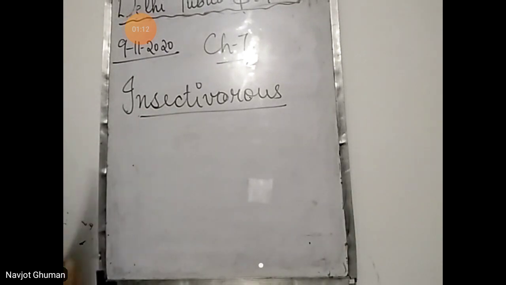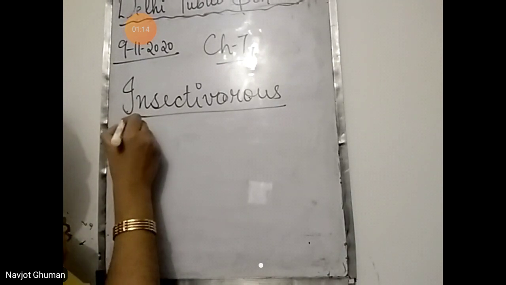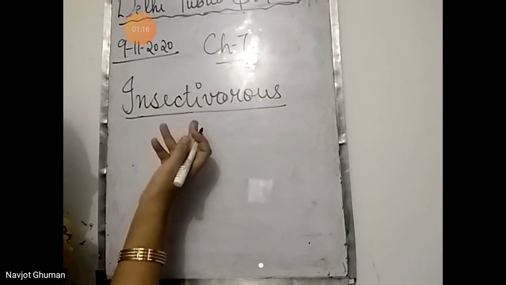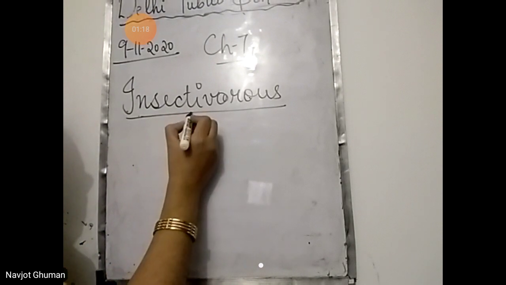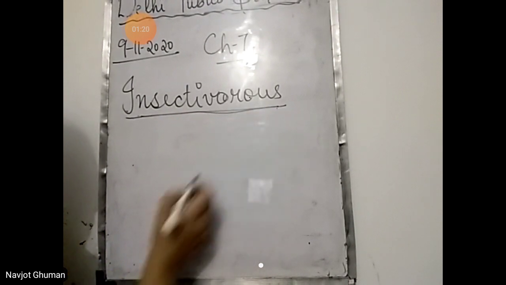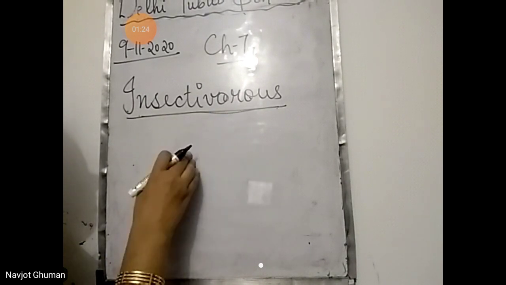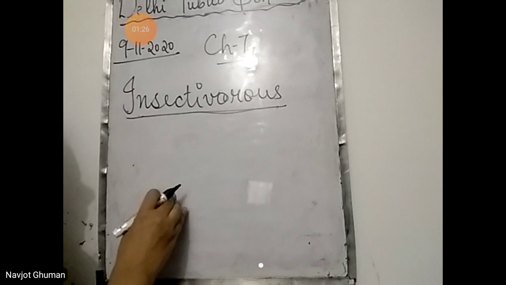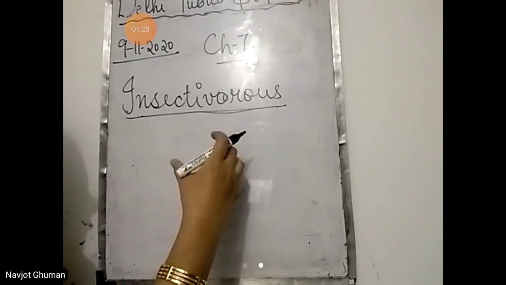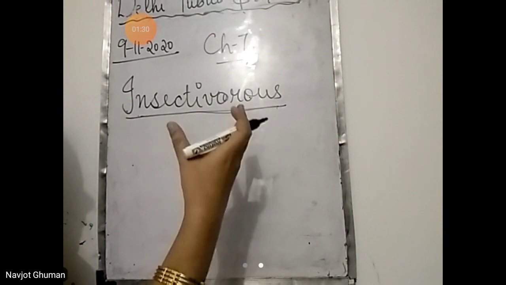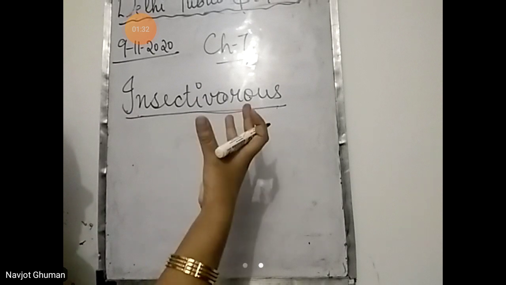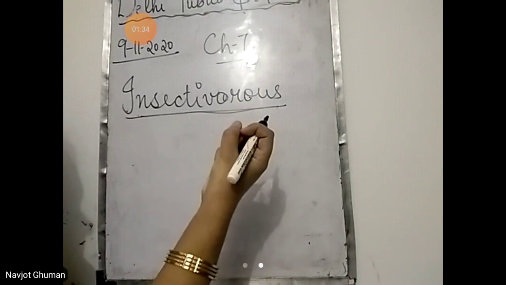Insectivorous, as the name itself tells us, what do you mean by insects? Insects are the animals that fly. So there are some plants that eat insects, that are called insectivorous plants. Their leaves are modified in such a way that whenever any insect comes and sits on that plant, the leaves trap the insect.